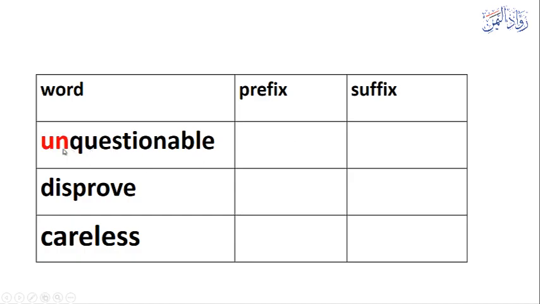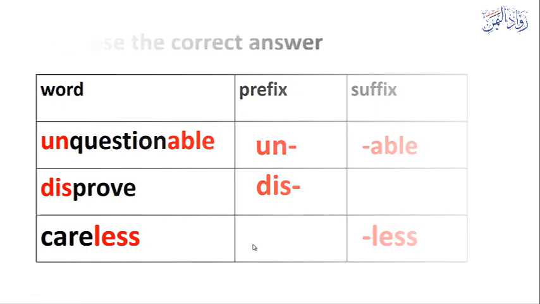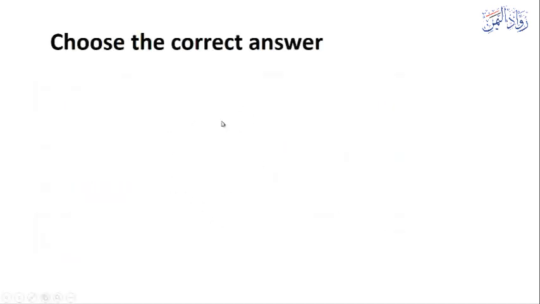Unquestionable. It has the prefix un, and the suffix able. Disproof. Careless, less.